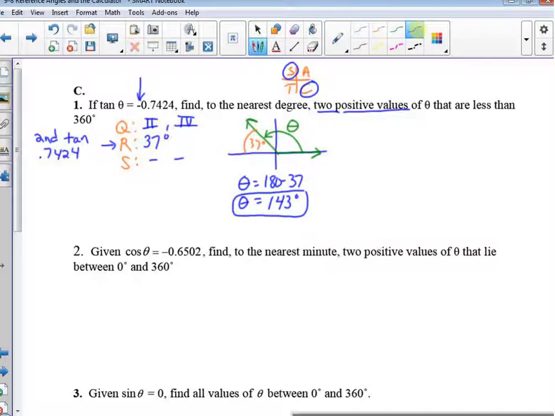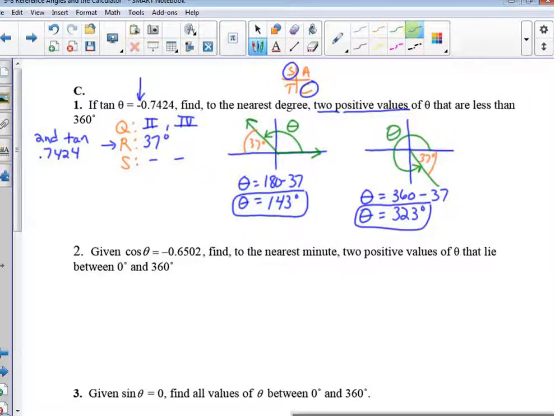And then if I do quadrant 4, and I set up an angle in standard position in quadrant 4, there's theta. The reference angle, we know, is 37 degrees. It's always positive acute off the x-axis. So to find theta, now I'm going to do 360 minus 37. So theta is equal to 323 degrees. So if you punch in your calculator the tan of 143 and the tan of 323, they're very close to negative 0.7424. All right, next one.